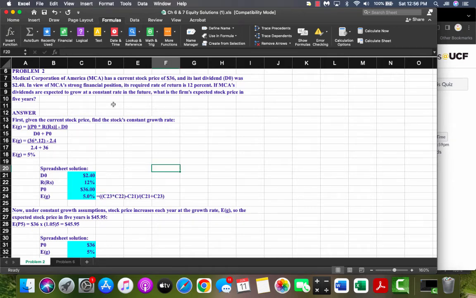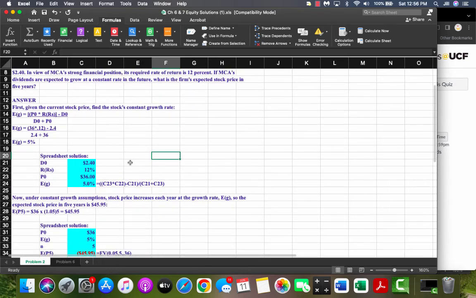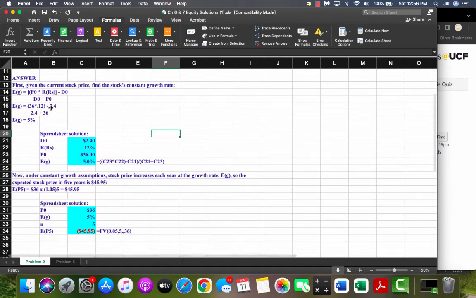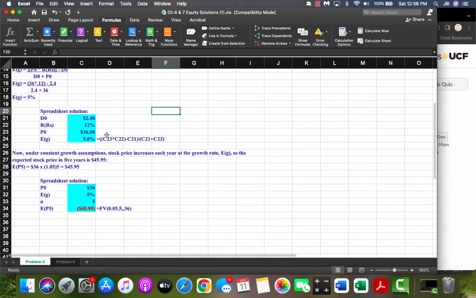So hopefully that helps. If you want to talk through any of these types of equations, if you're unsure what to plug where or what some of the letters mean in the equation, just let me know. I'm happy to help. So that's our first part.